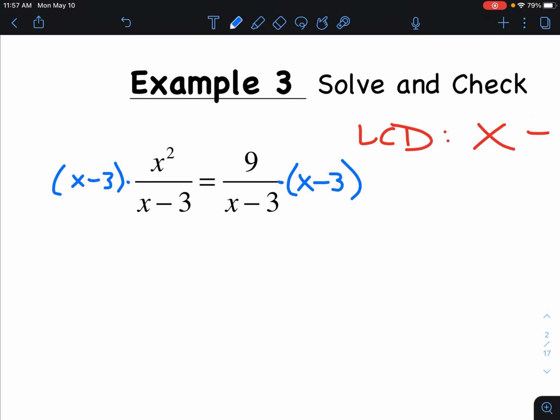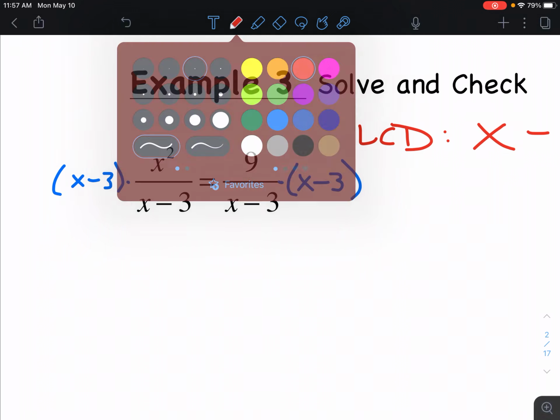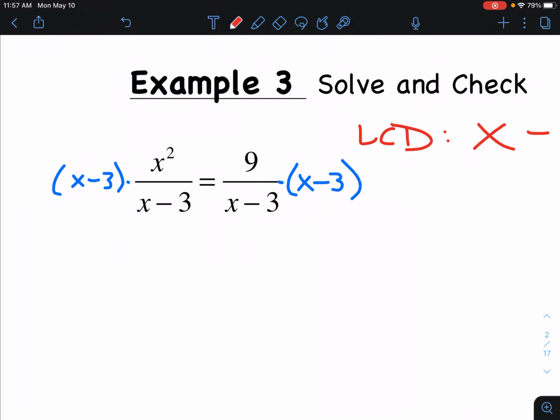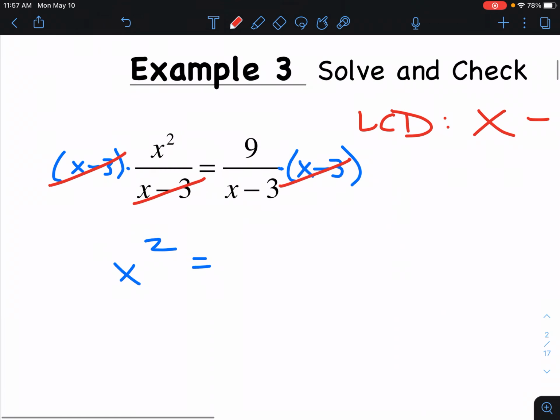Now, remember, you want to be dividing first to see what you could cancel. Now, you actually get a lot of help here. At first glance, this problem is very intimidating, but it actually works out to be super easy. X minus 3 divides with x minus 3, giving you just x squared on the left. Also on the right side, x minus 3 divides by x minus 3, leaving you with just 9 on the right side. Now we're going to get two answers here.